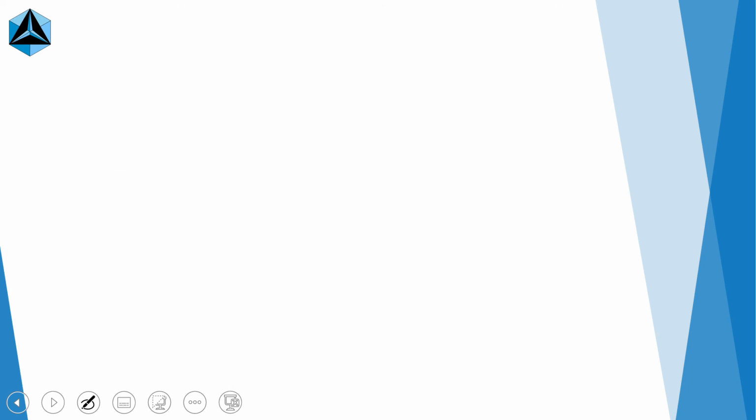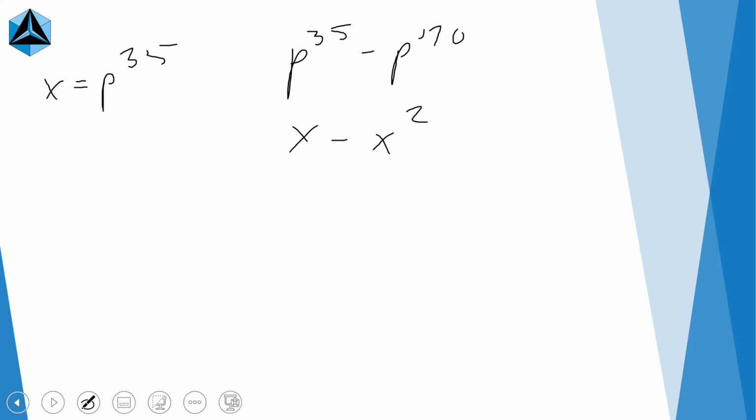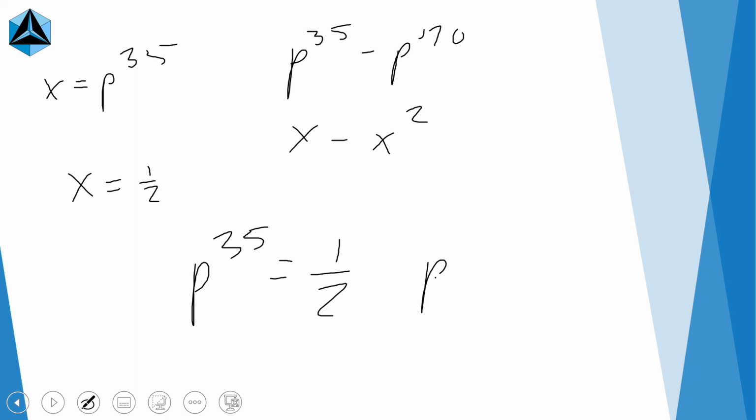There are a couple of ways to finish here, but I'm going to simply let x equal p to the 35, which means that p to the 35 minus p to the 70 becomes x minus x squared. This is a simple quadratic, and we see that it is maximized when x is equal to 1/2. So the value of p that we want satisfies p to the 35 equals 1/2, which means that p is equal to 1 over the 35th root of 2.